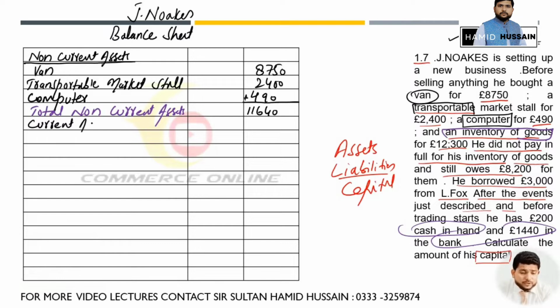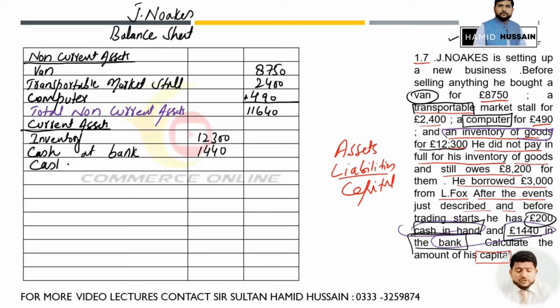So now I will write current assets, draw a line under it, and then I will read inventory. An inventory of goods for 12,300. So I will write 12,300 here. Cash at bank. Look, 1,440 in the bank. That shows cash at bank. And the last one, cash in hand, that is 200.